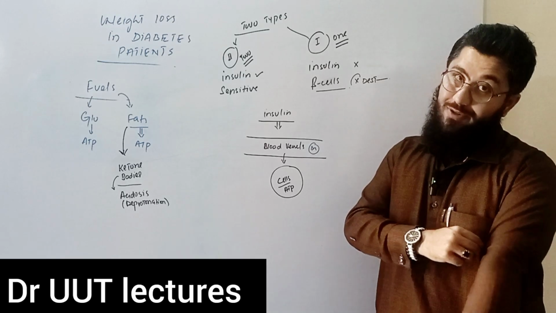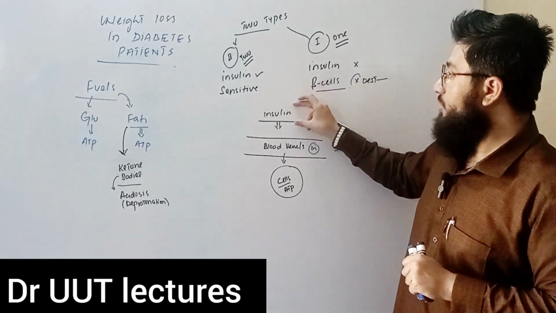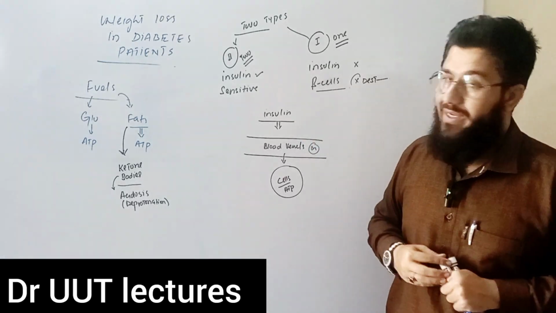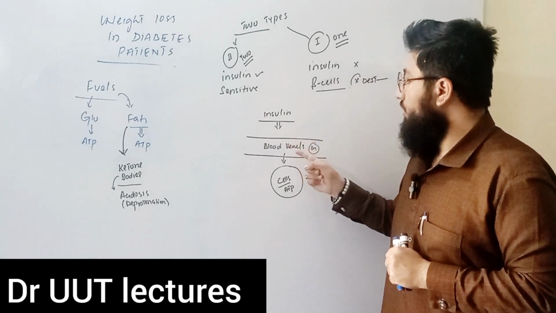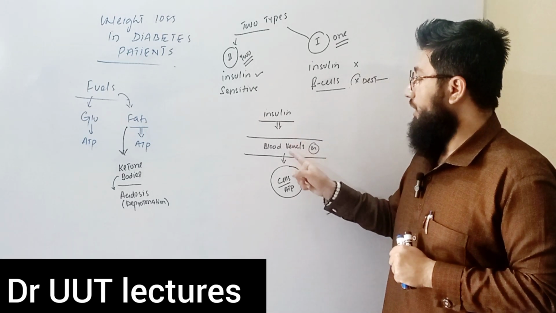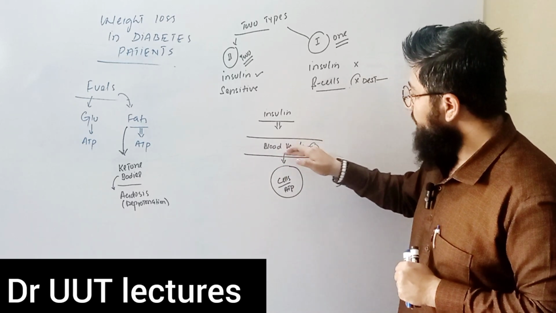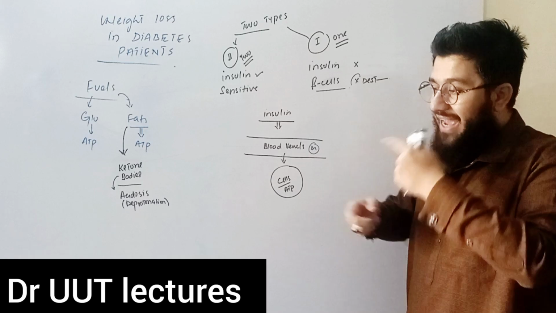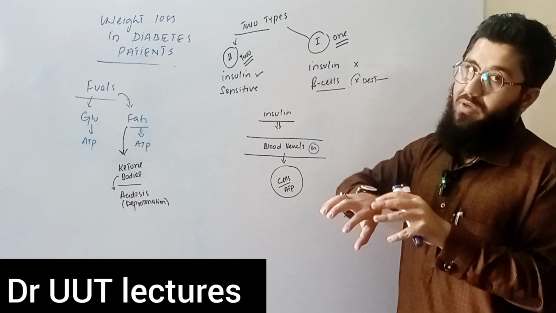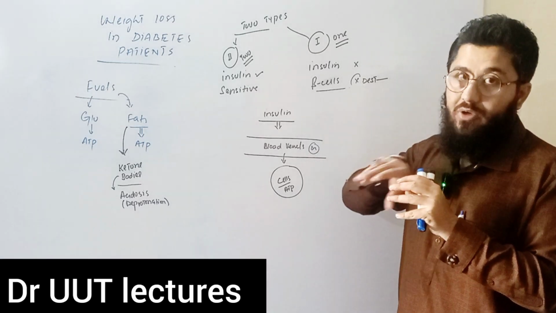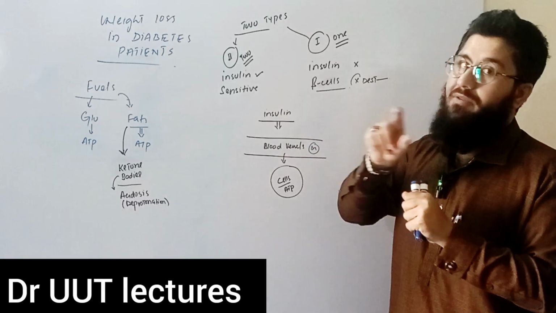So now, what is the job of insulin? Well, it plays a very important role. It is responsible to bring the glucose into the cell from the blood vessels. So here we have blood vessels, and in the blood vessels, there is glucose. Whatever you eat is absorbed, and glucose alongside is absorbed and is moving in the blood vessels.